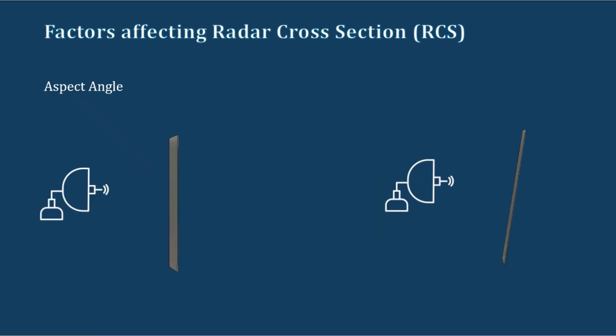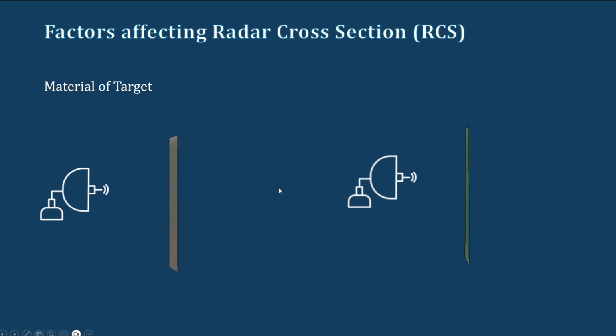Next one is the aspect angle. That means from which angle we are observing. If we observe the flat plate at normal incidence, it will have high reflected power. If it is tilted, the reflected power will be less. So the aspect angle will also have an impact on the radar cross section. It also depends upon the material of the target. If the plate is made of metal, the reflected power will be more, and if we use some absorbing materials or dielectric, the reflected power will be less. So the material of the target also has an impact.